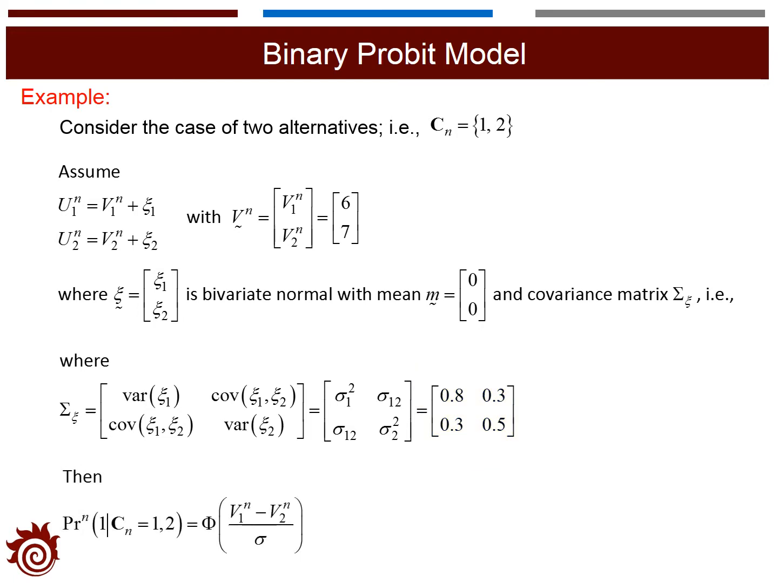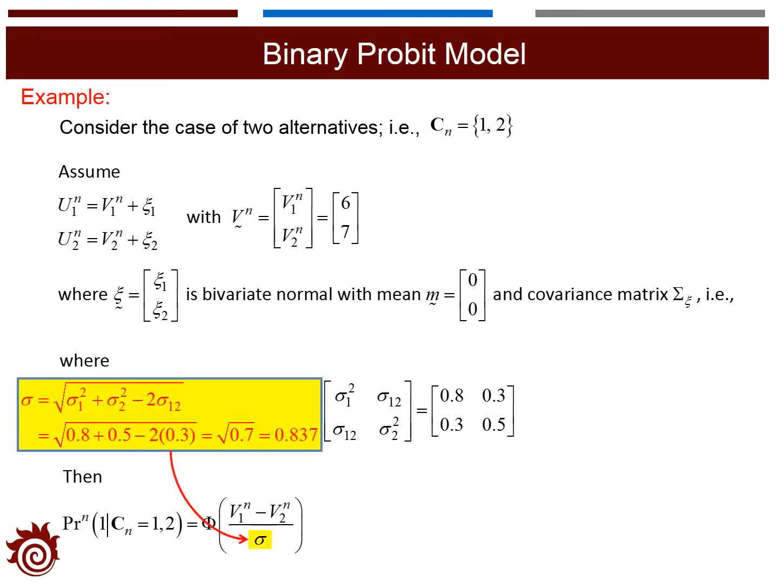Then we can compute the probability estimated from the binary probit model. The probability of taking alternative 1 would be capital phi of v1 minus v2 over sigma. Here we need to estimate the value of sigma first. With the defined covariance matrix, we can find the value of sigma as 0.837. Then the probability of taking alternative 1 becomes capital phi of minus 1.19.